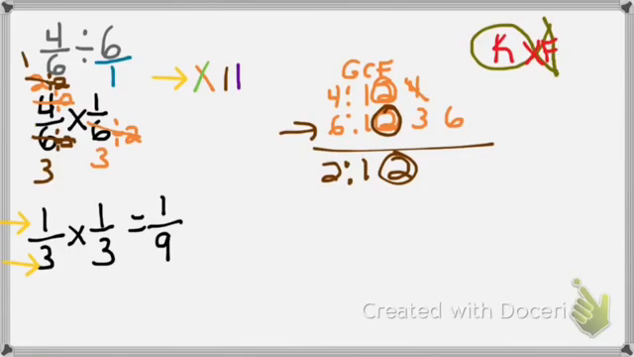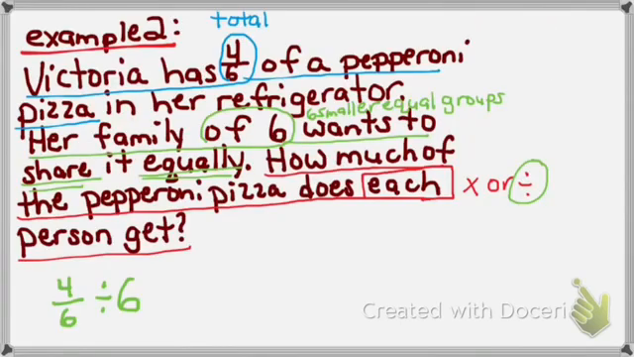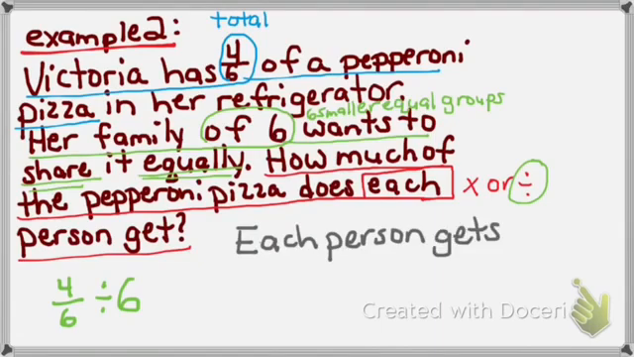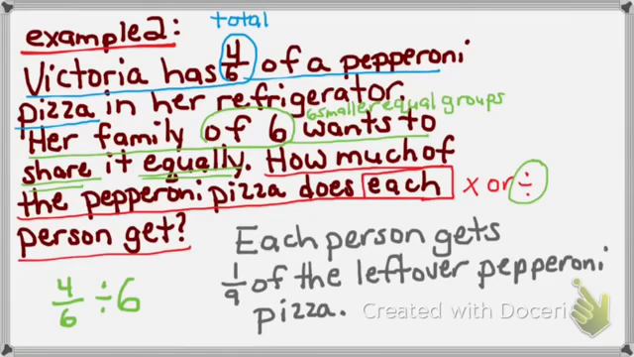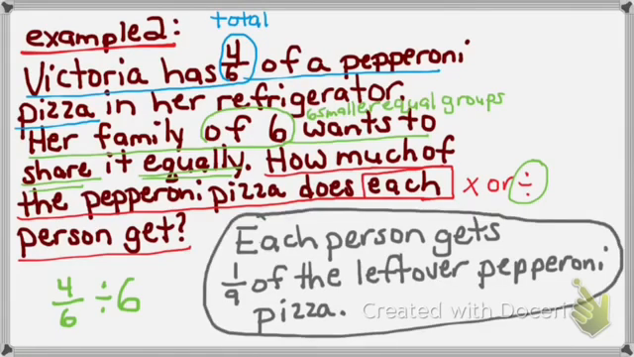Is 1/9 a proper fraction? Will it work in a chicken fight? Yes, it will. Perfect. So my final answer is 1/9. Let's go back and put that in my original problem. The question asked, how much of the pepperoni pizza does each person get? My answer will be, each person gets 1/9 of the leftover pepperoni pizza. And that's my final answer.